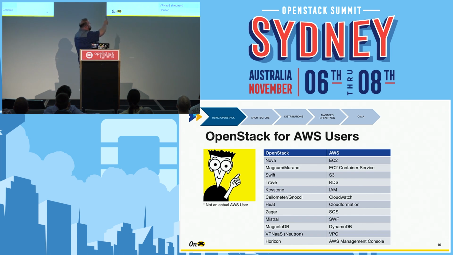All right, so if you know AWS, these are some of the kind of, it doesn't have complete feature parity, you know, EC2 and Nova, but you can kind of understand them. If you know the ones on the right, you can understand the ones on the left.